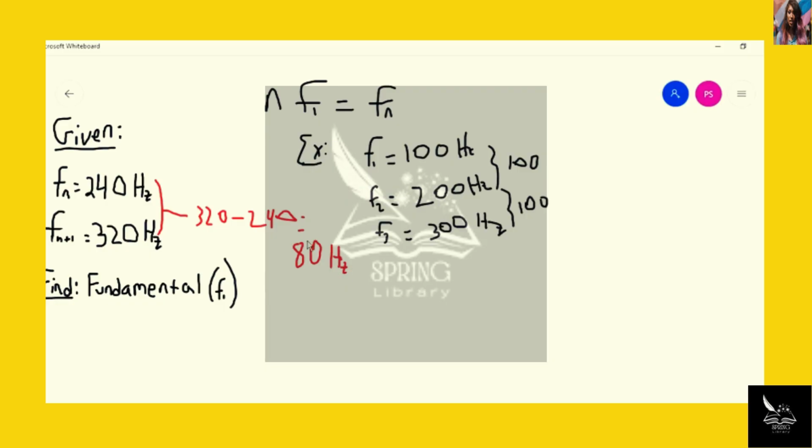And that's going to be the base, and then each harmonic will be 80 hertz higher than the previous one, which makes this the third harmonic, and this would be the fourth harmonic.